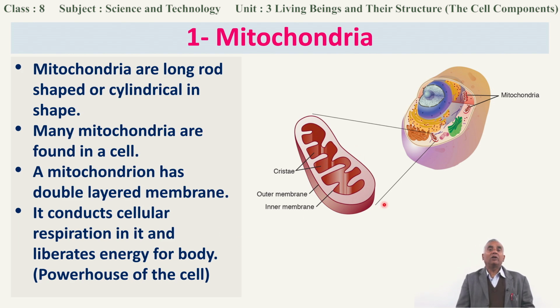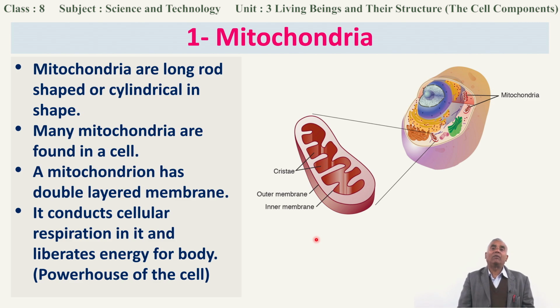Inside it, cellular respiration. Respiration is the process by which food is changed into energy. The process of changing food into energy is called as what? Respiration. Because it occurs inside the cell, that's why we can say that it is cellular respiration, and it liberates energy for the body. Due to this reason, it is considered as what? Powerhouse of a cell. If you are asked which cell organelle is the powerhouse of a cell, then that is what? Mitochondrion.